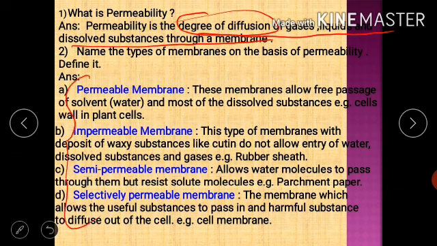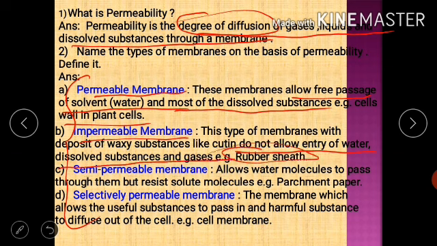Permeable membrane is said to be the freely permeable membrane. Freely in the sense it allows free passage of solvent and most of the dissolved substances. Example, cell wall in plant cells. Impermeable membrane. It is completely impermeable as it does not allow entry of water, dissolved substances and gases.